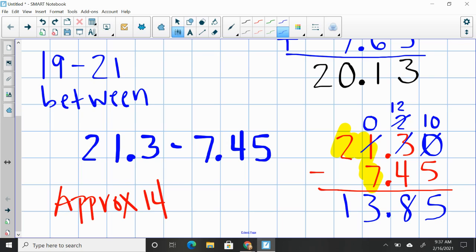Okay, so make sure that when you're adding and subtracting, your decimal points always line up, and it's always a good idea to do a quick estimate just to make sure that you're on track with your actual answer.